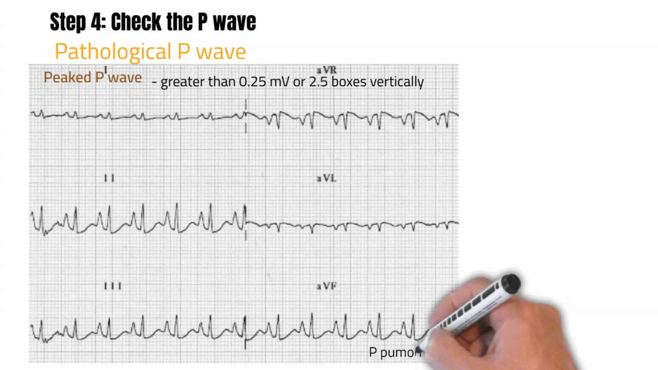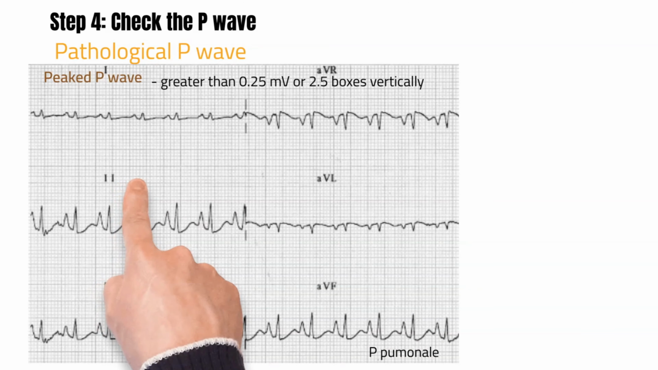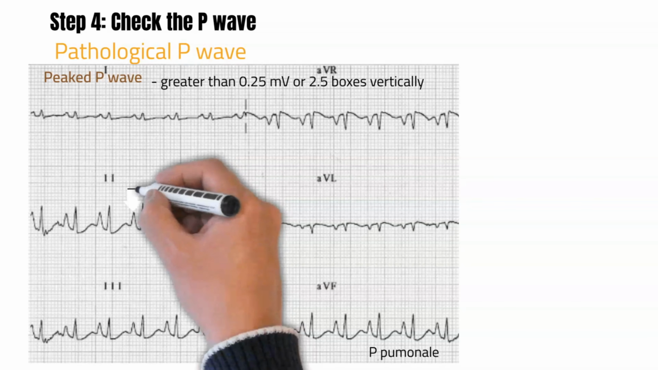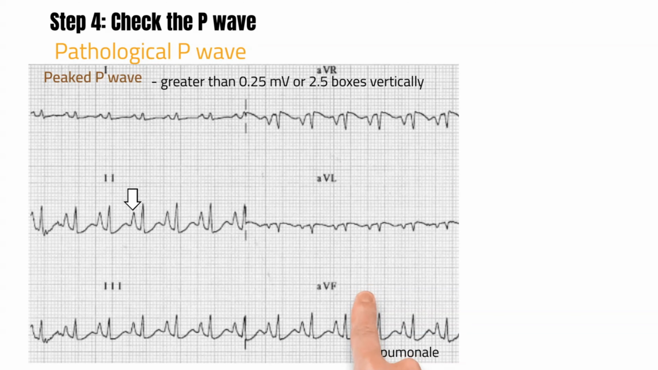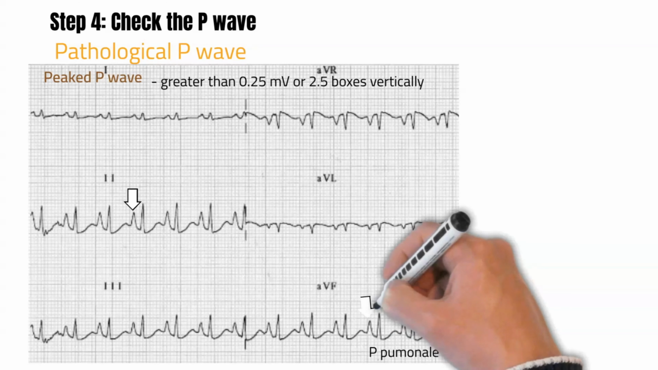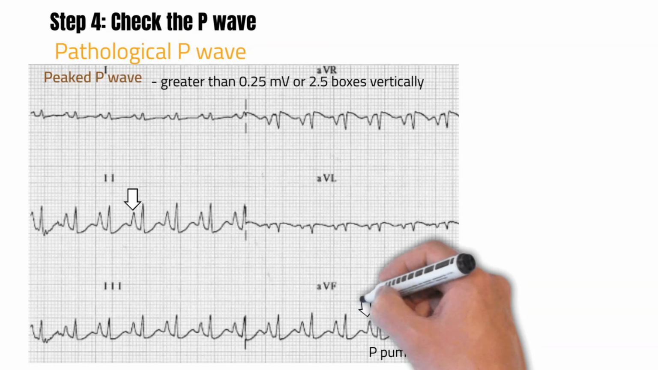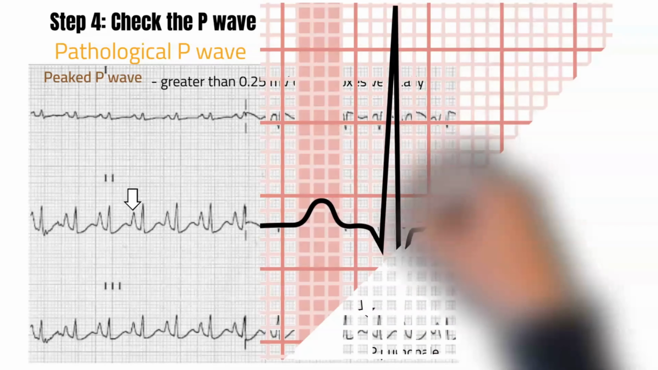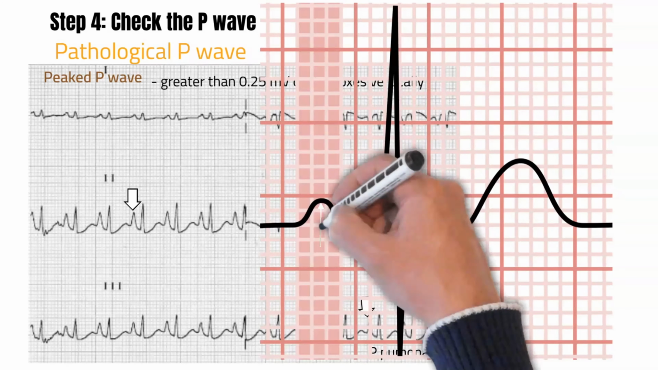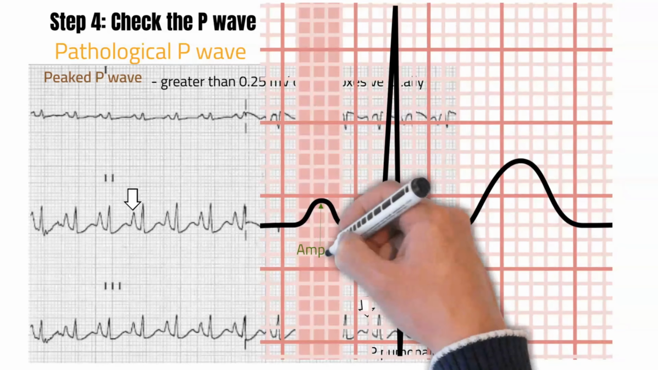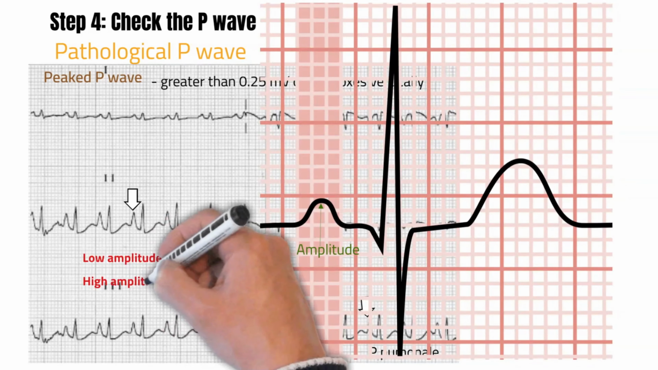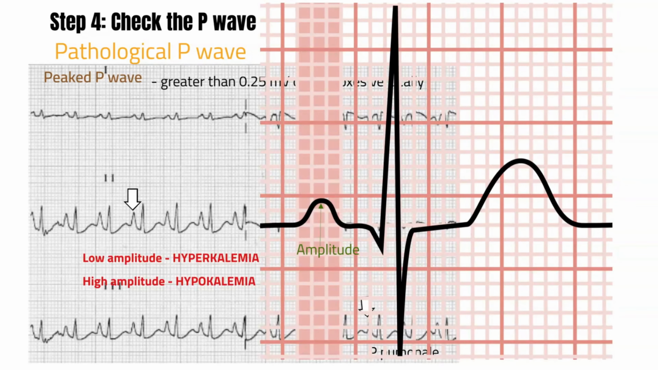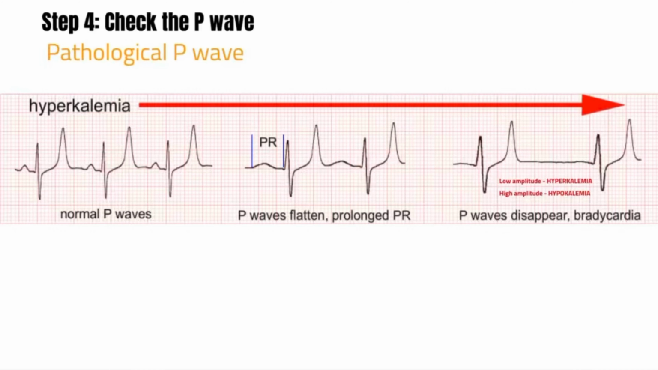This is an example of right atrial enlargement that can be seen in a patient having right-sided heart failure or cor pulmonale. The P wave in this ECG is prominently peaked, so we call this ECG a P pulmonale rhythm. Okay, how about the amplitude? A P wave with increased amplitude can indicate hypokalemia, and a P wave with decreased amplitude can indicate hyperkalemia.